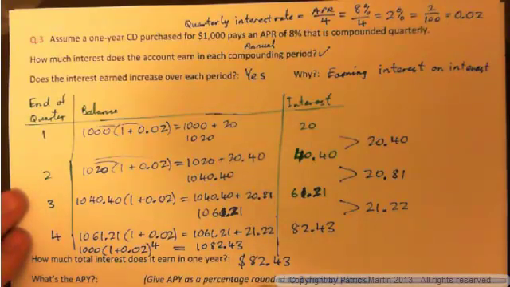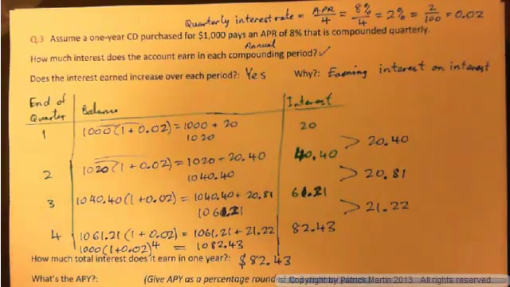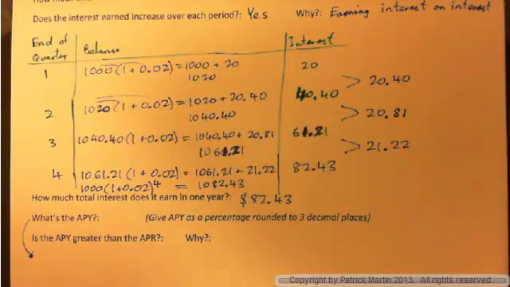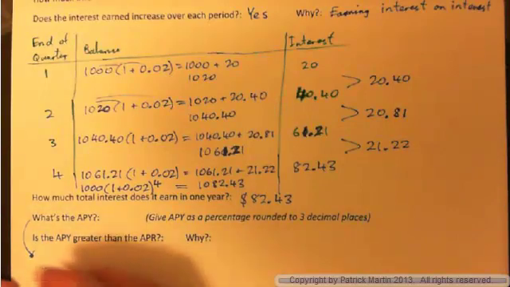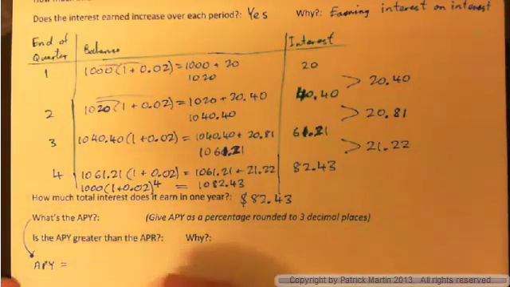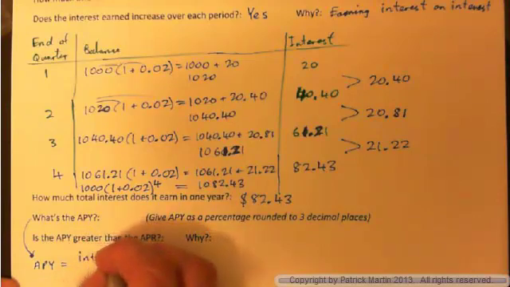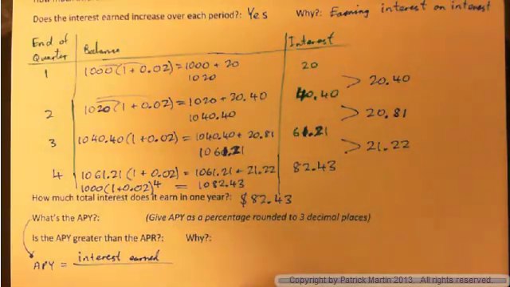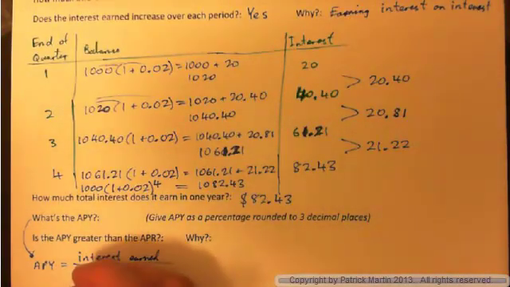So just to check, what's the annual percentage yield? Give the annual percentage yield as a percentage rounded to 3 decimal places. The annual percentage yield is the percentage of interest earned out of the principal. So the annual percentage yield is going to be interest earned over the balance at the start of the year. In this case, it's the principal.